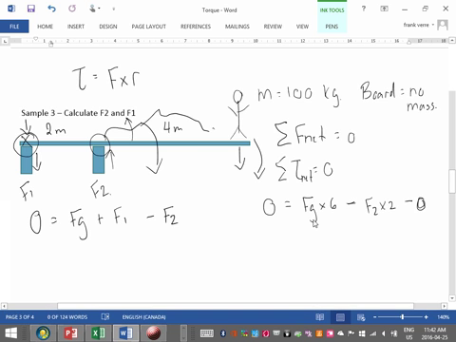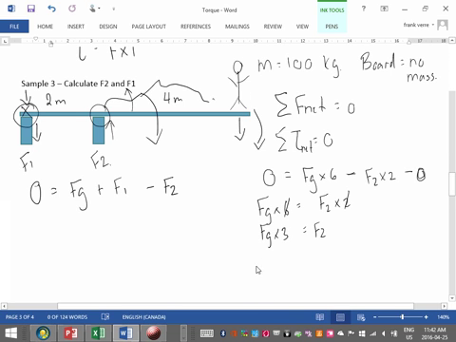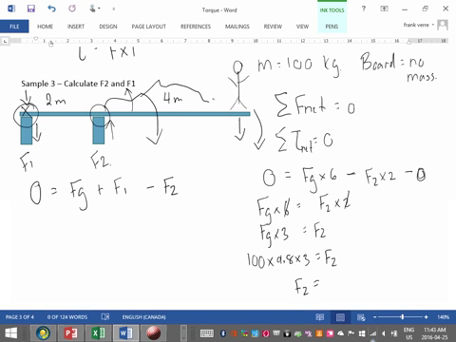Now you'll notice something. We know what Fg is, right? We now can say that Fg times 6 is equal to F2 times 2. We can make this easier and say Fg times 3 is equal to F2. Now Fg is what? It's 100 times 9.8 times 3 is equal to F2. Okay, so what's my F2? 240.